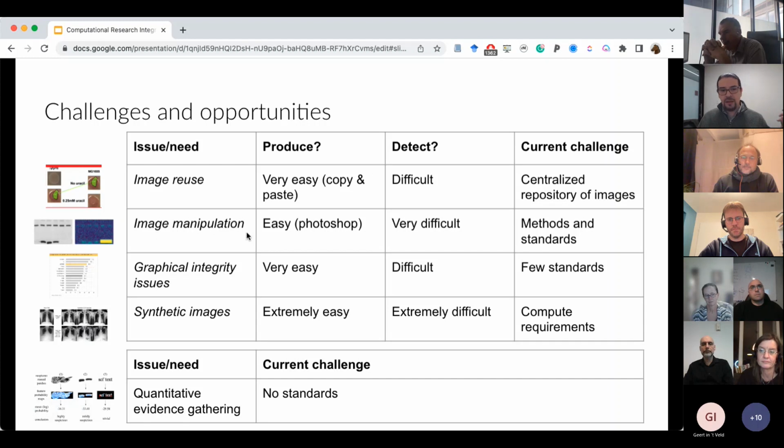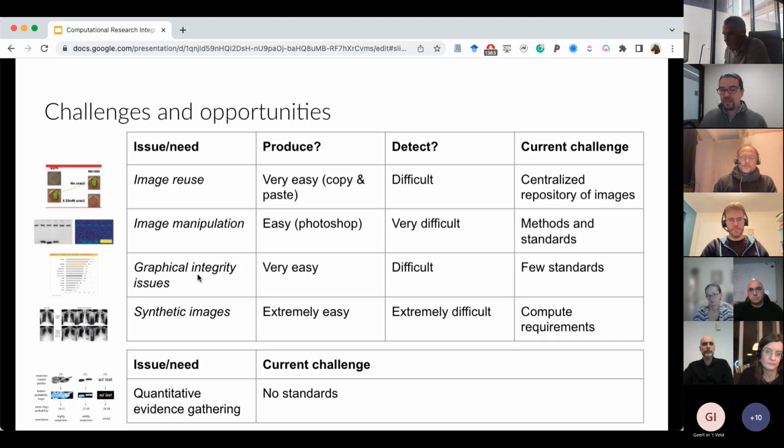Image manipulation, I think, is a little harder to generate because you need some knowledge of Photoshop or some tool to make the manipulations in the image. It's very difficult to detect if you want to develop methods because they're intrinsic manipulations. There is not really hard evidence. They're not being reused from somewhere else. And we don't really have methods and standards to do this. So I think that's the challenge.